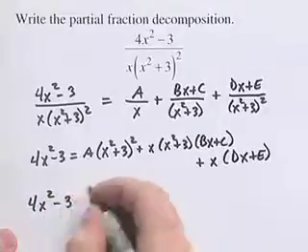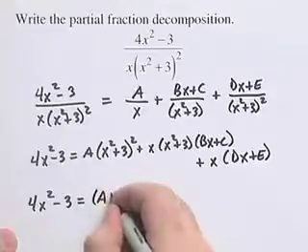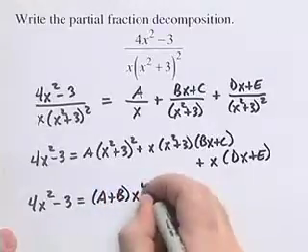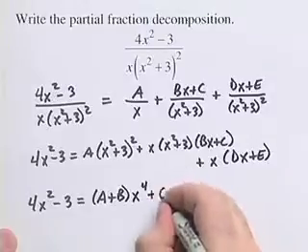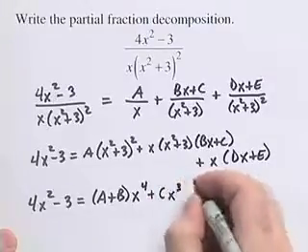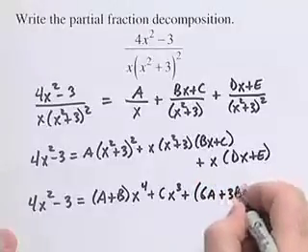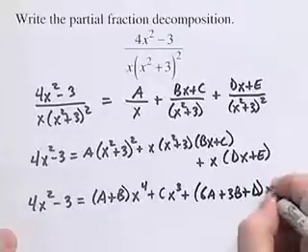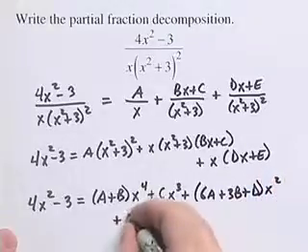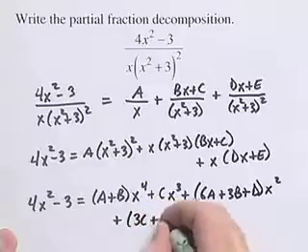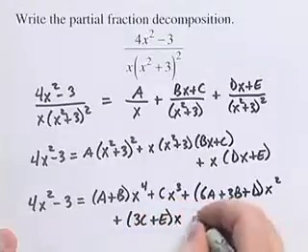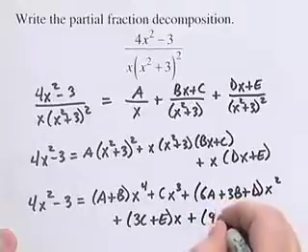4x squared minus 3 is equal to a plus b, is x to the 4th, plus c x cubed plus 6a plus 3b plus d times x squared plus 3c plus e times x and plus 9a, which would be our constant. Using the equation we've just written, we're going to equate the coefficients on either side of the equation to get a system of equations.